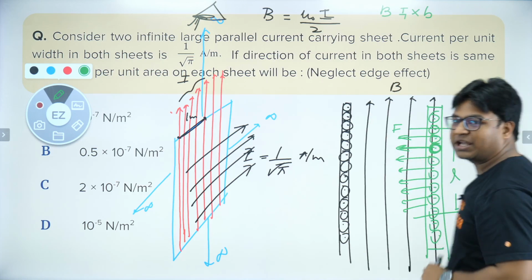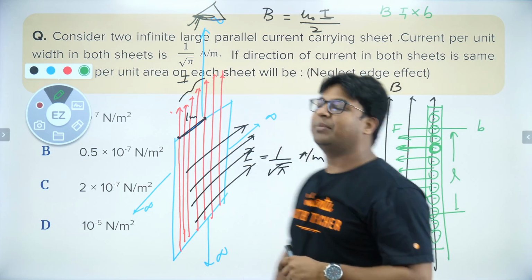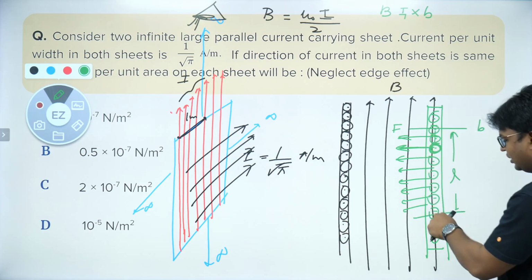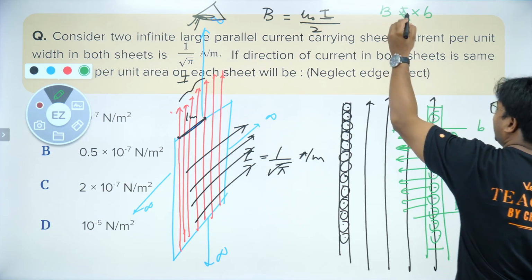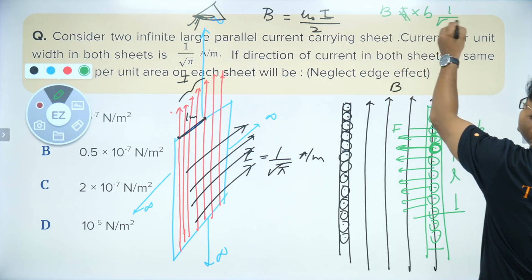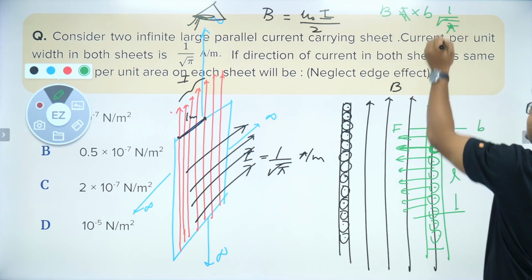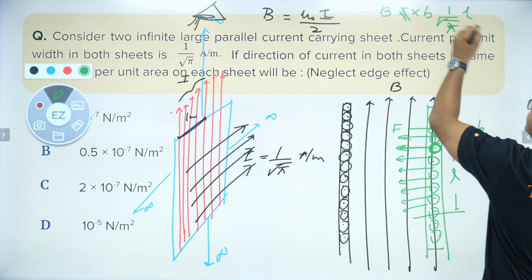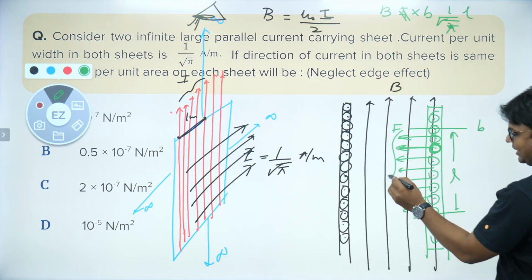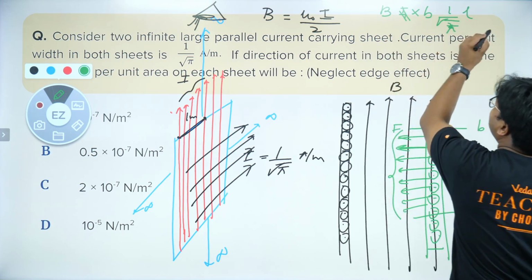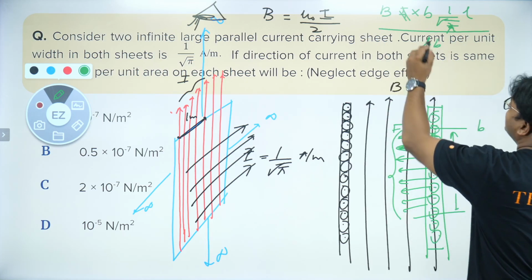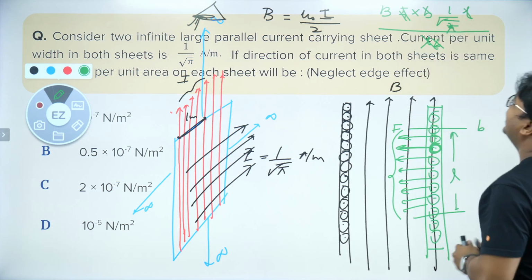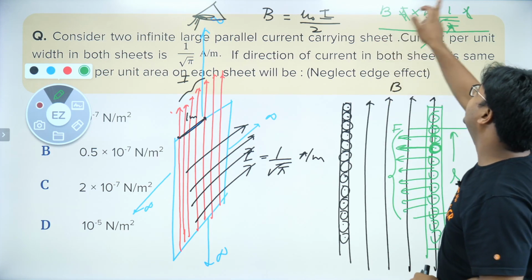How many such wires are kept? Well, we can't count the number, but I can say that the total current in this segment will be given by, I should replace I1 by the current density into the length. Length is L. So this is the force experienced by this entire segment. I divide this by the area. Area will be L into B. So L into B gets cancelled and our answer would be B into the current.